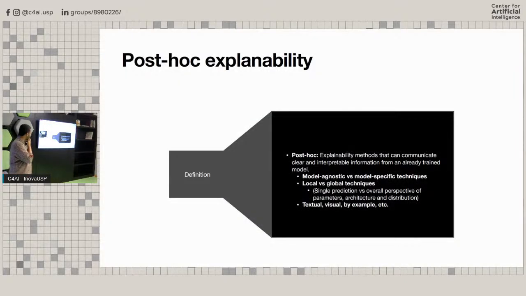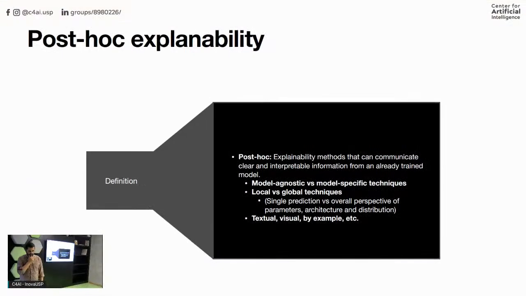So this brings me to this idea of post-hoc explainability, which is a set of tools where they take a trained model and try to do something with it so that you can understand what's happening with the model. And there are a couple of different things to this. There is this idea of what is called model agnostic versus model specific. And what that means is, are you building a tool that is exploiting the architecture of the model, or is it just general purpose, right?